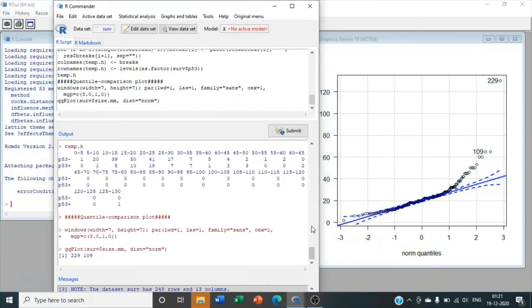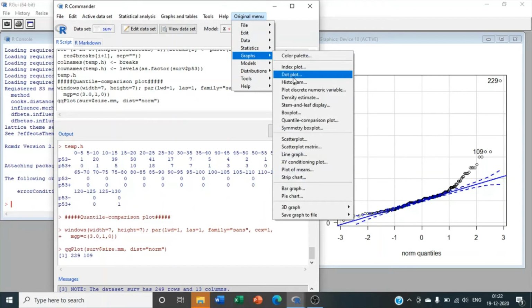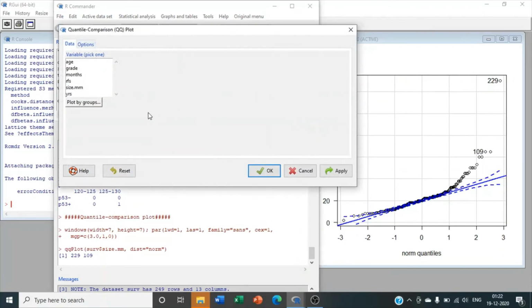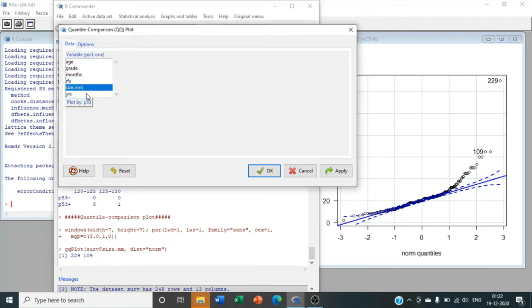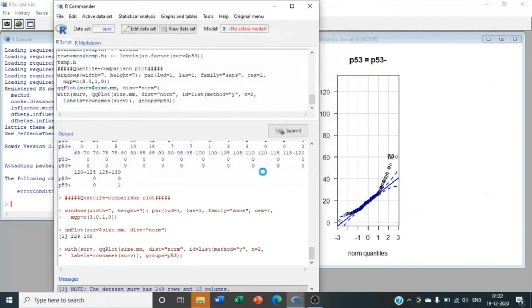We can also check whether the distribution of the size in P53 wild type and P53 mutant tumors are Gaussian or not. But for that, we have to make use of another part of the menu. We have to go to the original menu, put graphs. Over here, there will be quantile comparison plot. Click on that. Click on size millimeter, plot by groups. In this groups, there will be P53. Click OK at the end.